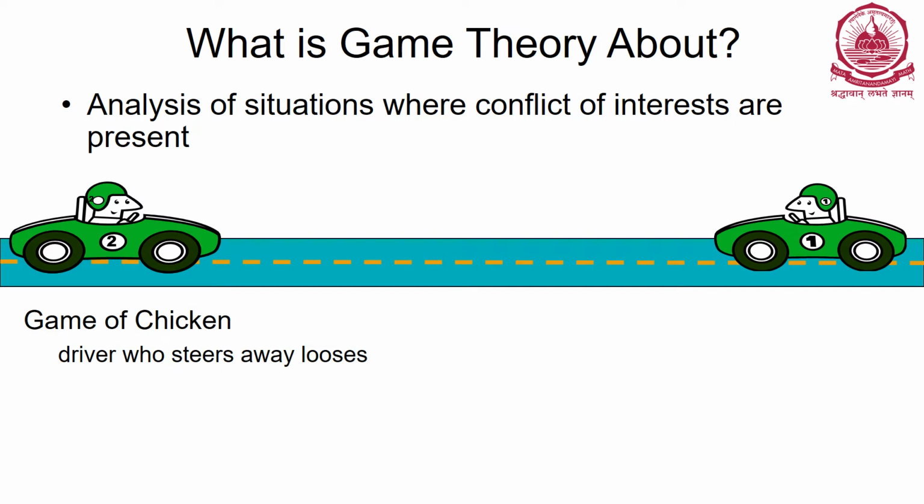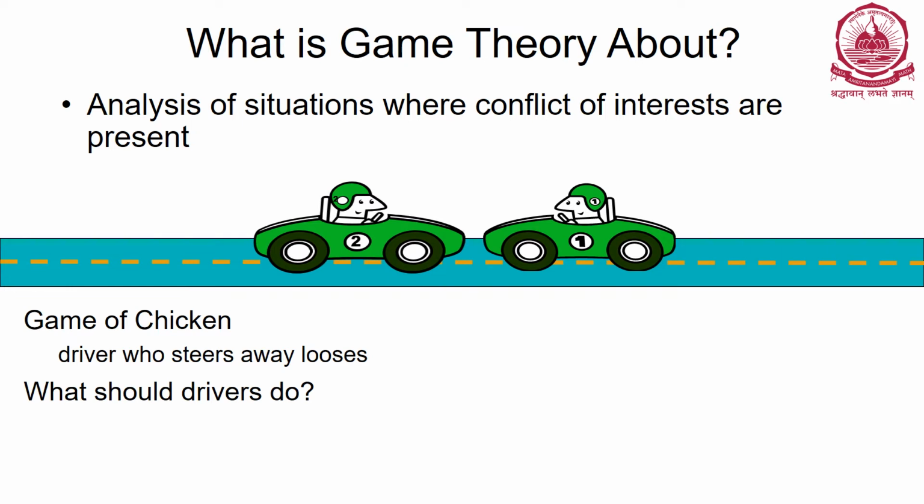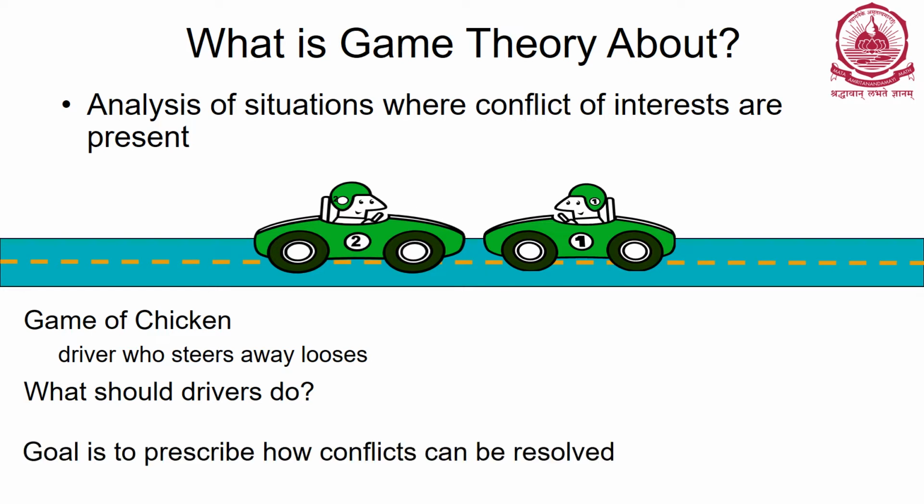So see that example of the game of chicken. If two cars are coming face to face, one has to steer away so that both of them can move along. As a driver, if you are one of the two drivers, what will you do? Analyzing such situations and prescribing how conflicts can be resolved is the primary aim of game theory.